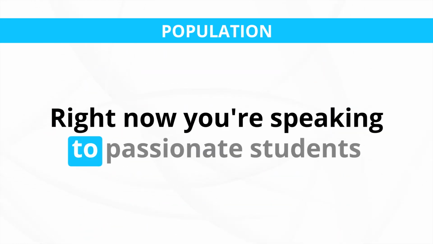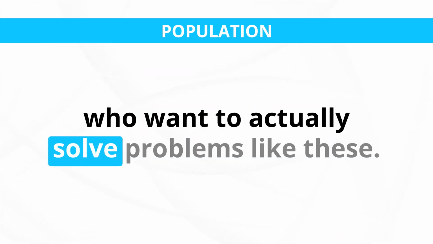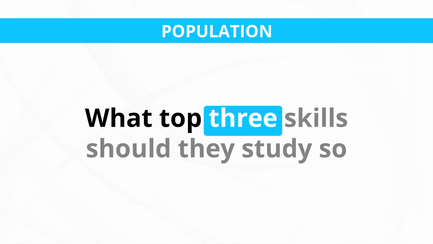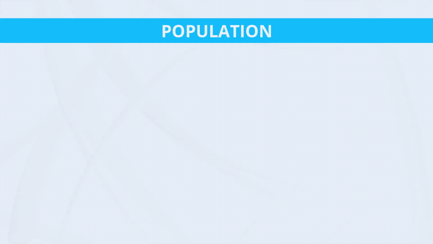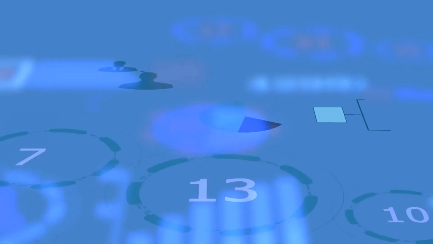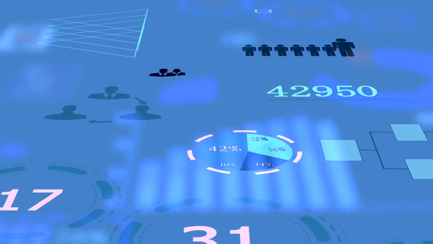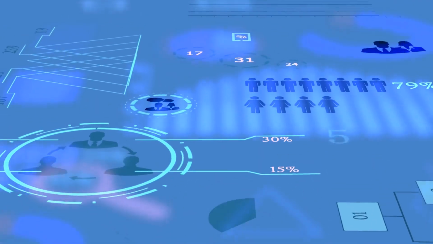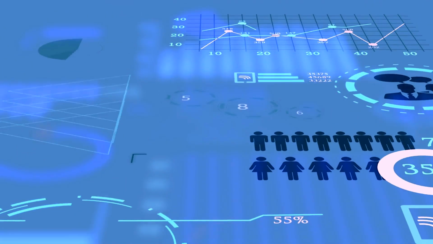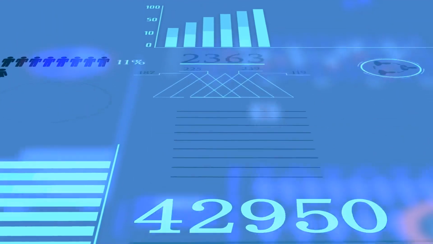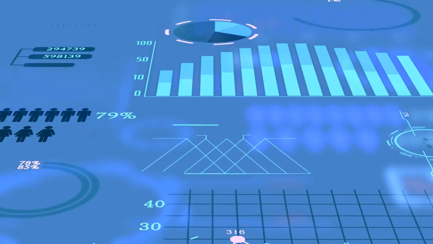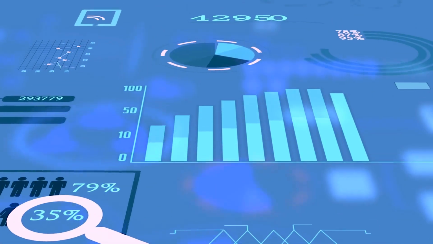Right now, you're speaking to passionate students who want to actually solve problems like these. What top 3 skills should they study so that they actually have the ability to do so? Oh my goodness. I would say, and gosh, I always say this, do what you really like doing. If you're really into the numbers, study demography, statistics, big data. There's census data. There's just so much demographic data that you could be looking at.